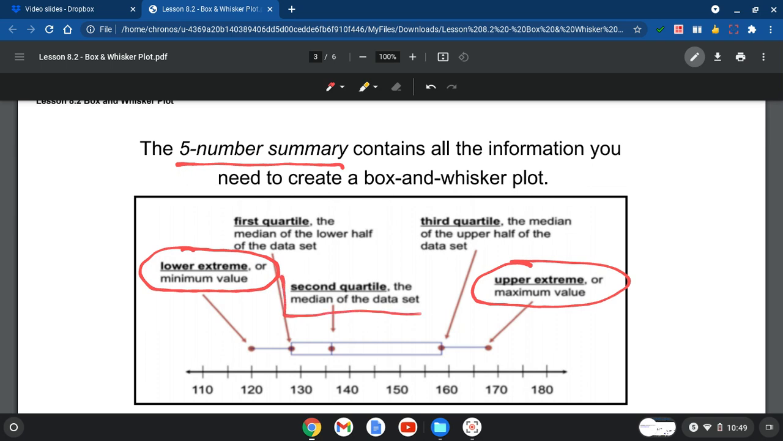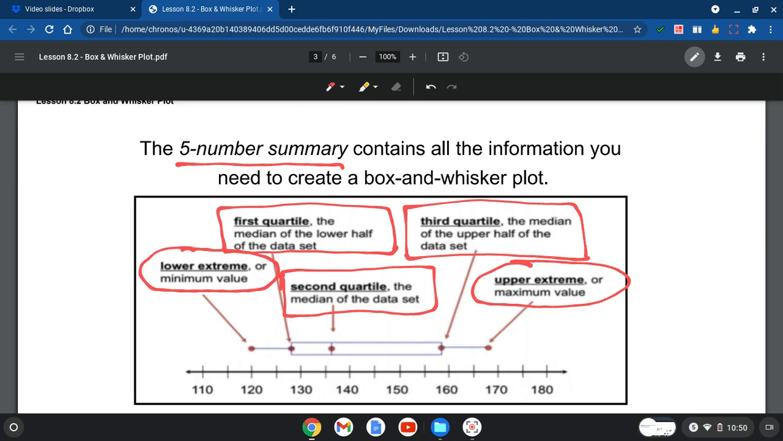Then find the median. Once you find the median, you can then split your data into two sections to find the first quartile, which is the median of the lower half of your data set, and then the third quartile, which is the median of the upper half of the data set. The first quartile is sometimes also called your lower quartile, while the third quartile is sometimes called your upper quartile.